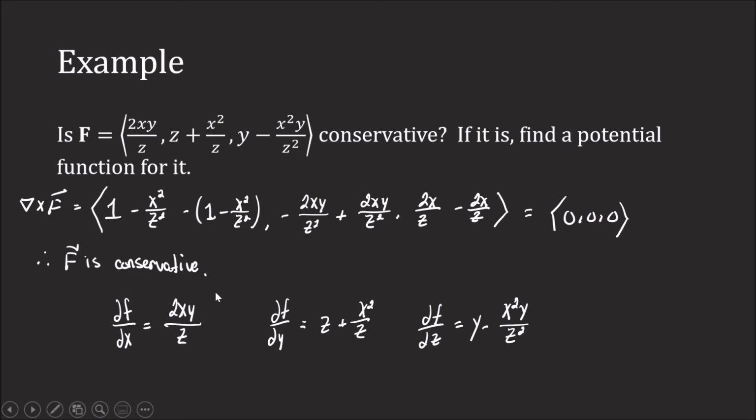So f of x, y, z, what we do is take any one of these three and integrate. Now the easiest one to integrate here would be this one. Right? If we integrate this with respect to y, there are no y's here. It's really easy. So that's what we're going to do.